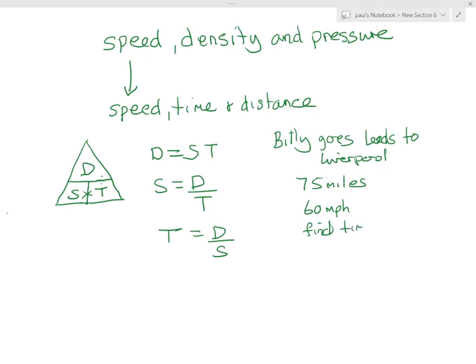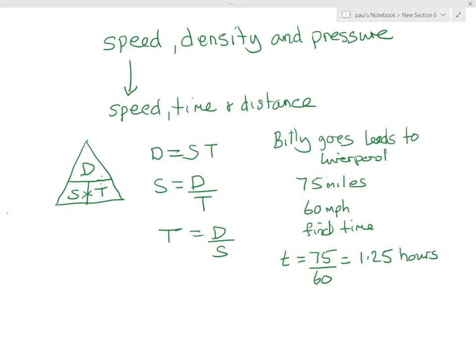So we need the one with time. Time is distance over speed. So the time is the distance, which is 75, divided by the speed, which is 60. I'm going to use a calculator to do that. It's 1.25, and what's the units? 1.25 is hours, isn't it? Because we've got miles per hour, so it's hours.